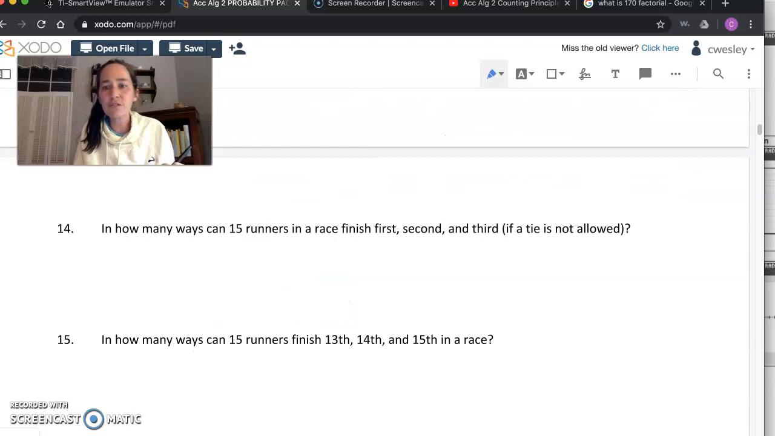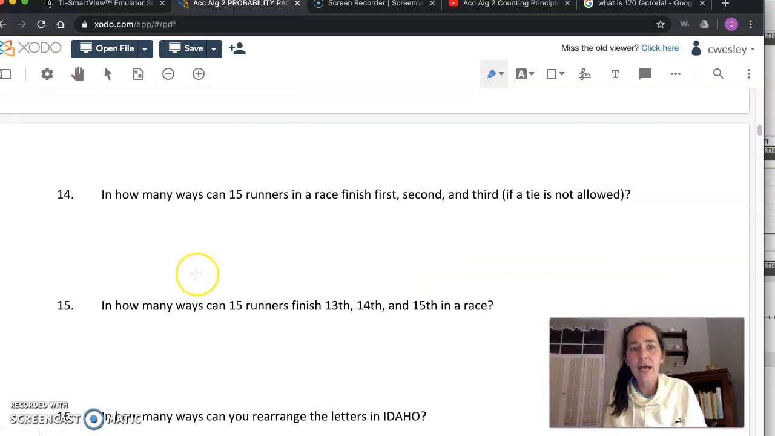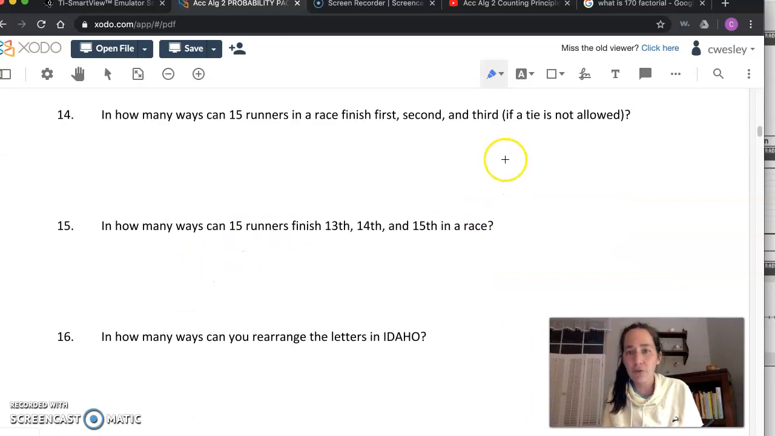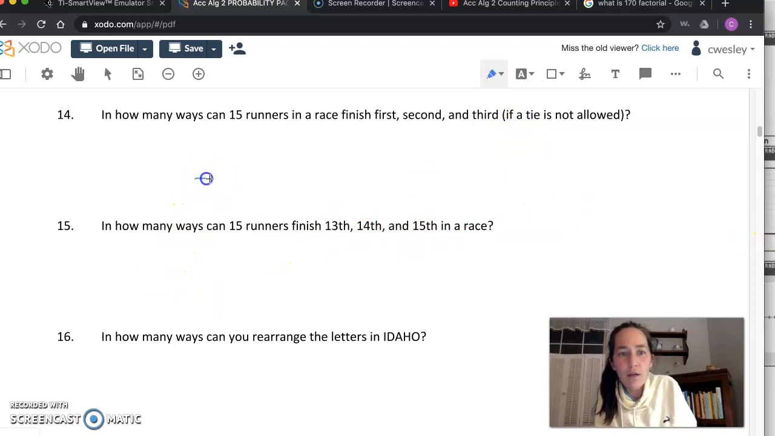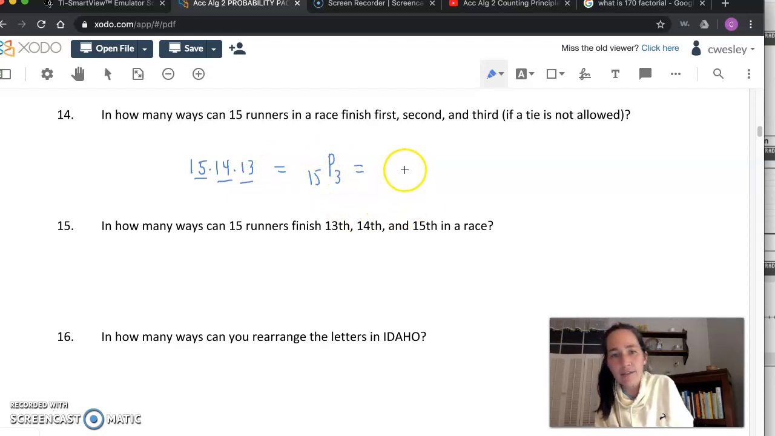In how many ways can 15 runners, I want to look at these next 2 questions together. How many ways can 15 runners finish first, second, and third if a tie is not allowed? And then we'll look at 13th, 14th, and 15th in a race. Well, let me do blanks for this one, right? For first place, second place, and third place, what are the choices that you have? You have 15 runners that could finish first. One of them's been chosen, so you have 14 for the next slot and 13 for the next slot. That's the same thing as 15P3. Type that in and see if you get 2,730 ways.